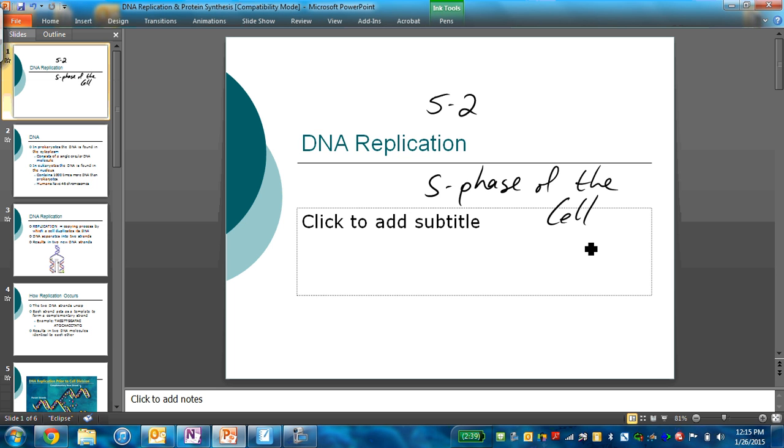Since we've already talked about this, it's a good idea to keep the big picture, right? So we've got DNA replication happening in S phase, and remember the goal of DNA replication was to create copies of DNA. So that's what we're going to look at today and see how it is done.